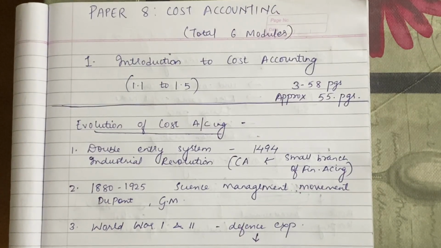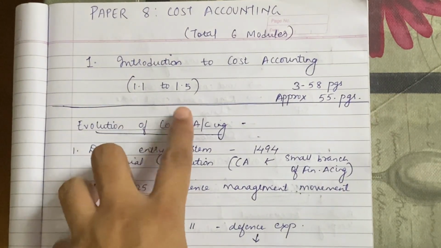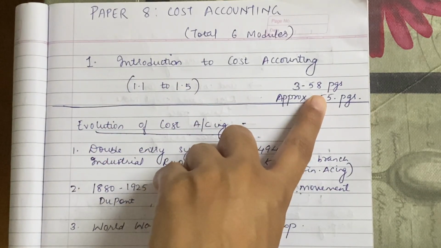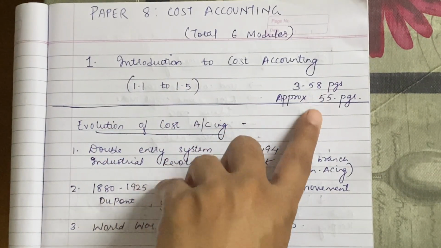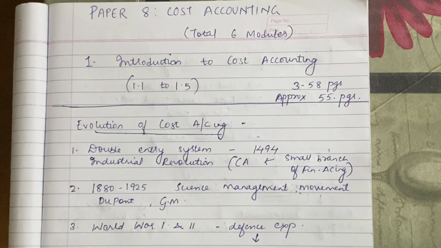Hello everyone, this is paper 8 of intermediate group 1 cost accounting paper. It has a total of 6 modules. So I thought of starting from the first module, that is introduction to cost accounting, as it would be the foundation or the base of this whole subject. In this first module we have 5 submodules, and the pages are from 3 to 58. So approximately 55 pages are there for this first module.